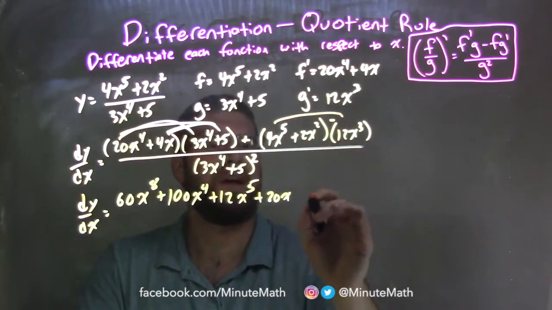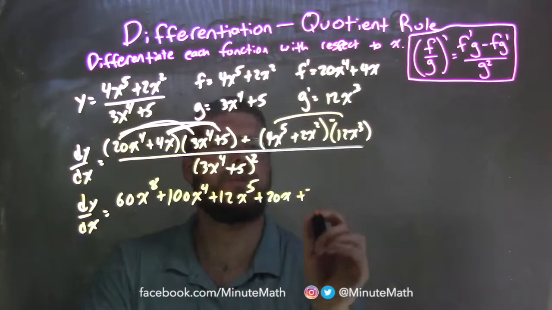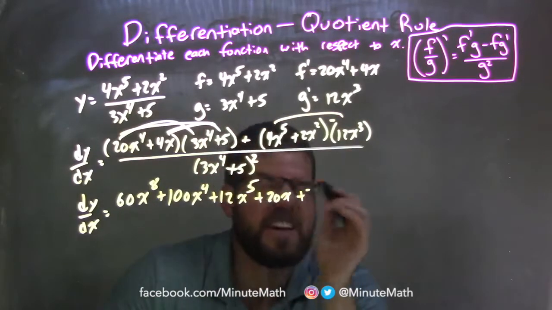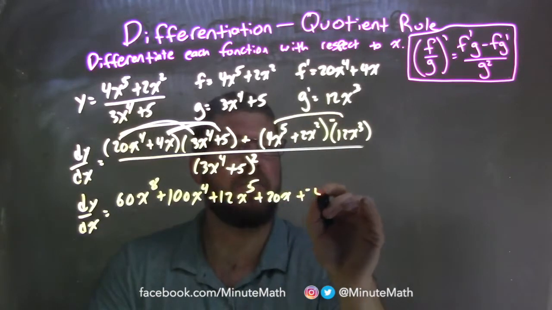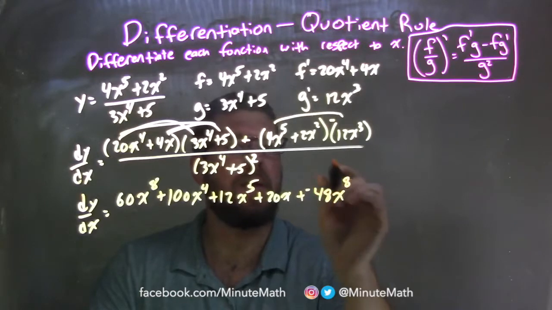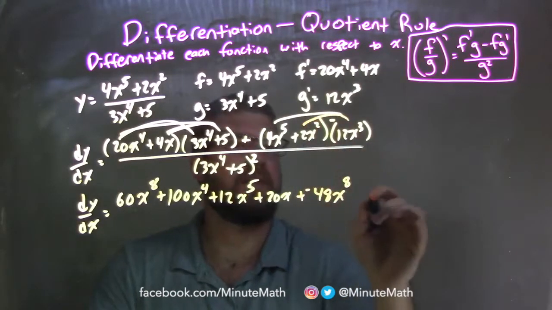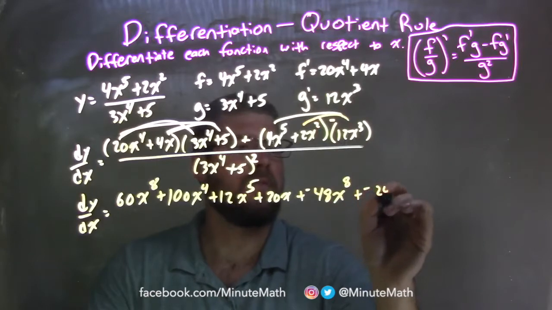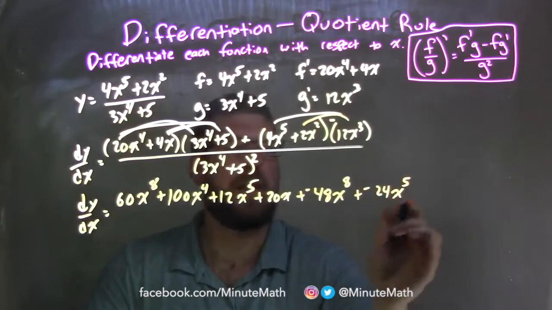4 times a negative 12. That's a plus a negative here now. 4 times 12 is 48, so we have negative 48. Add the exponents, x to the 8th power. And then 2 times negative 12 is a negative 24, and that's x to the 5th power when we add the exponents.